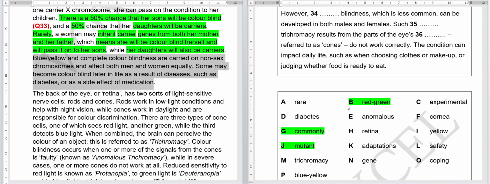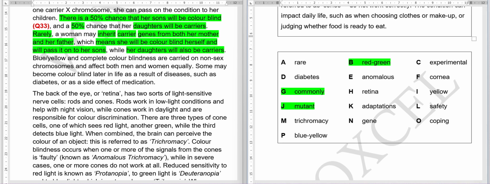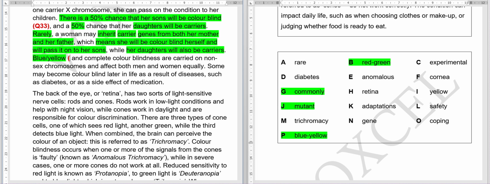Okay, time's up. And our answer to this question is P. So the answer to this question is option P, blue yellow. This is the color blindness that doesn't discriminate. It is equal in both men and women.